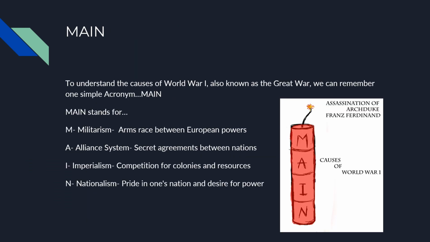And so in order to really understand the four main causes of World War One, which we will also call the Great War, and which had been known as the Great War before World War II, we can remember just one simple acronym, and that is MAIN. And that stands for militarism, alliance system, imperialism, and nationalism. And we're going to talk about all four of those in a little bit greater detail right now.